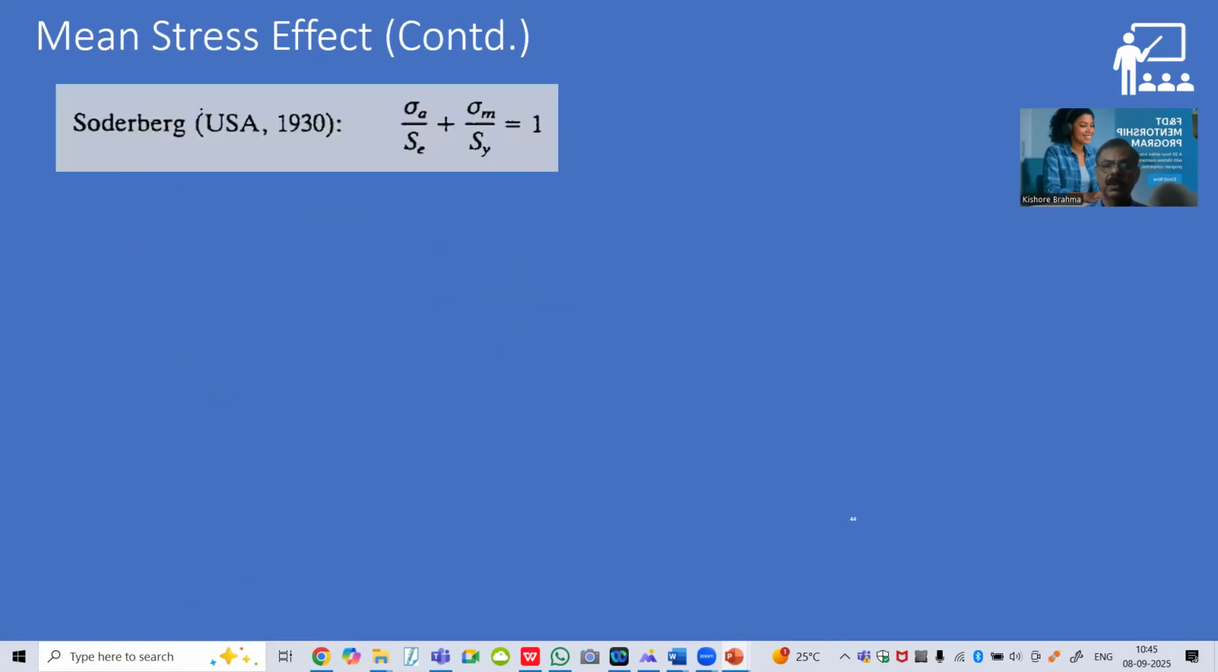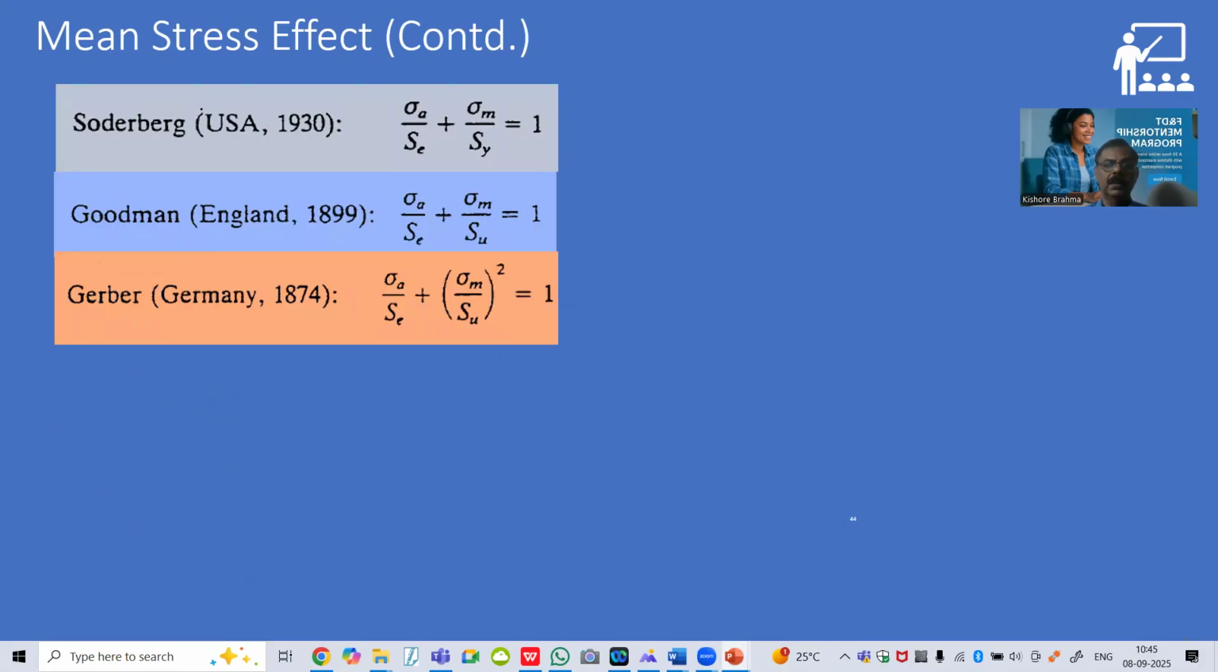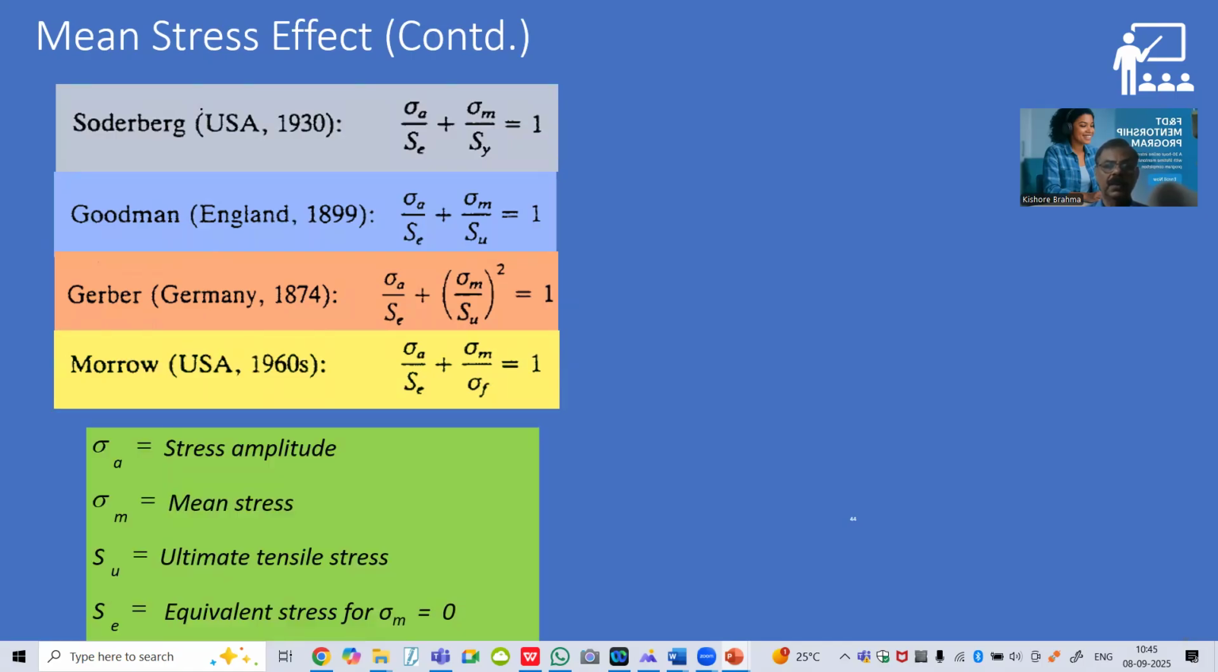So the equations that are available to take into account the effect of mean stress are Soderberg, Goodman, Gerber, and Morrow, where S is the stress amplitude, Sm is the mean stress, SU is the ultimate tensile strength of the material, and SE is the equivalent stress amplitude for sigma m equal to 0.